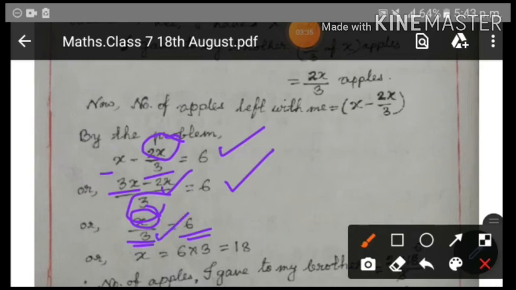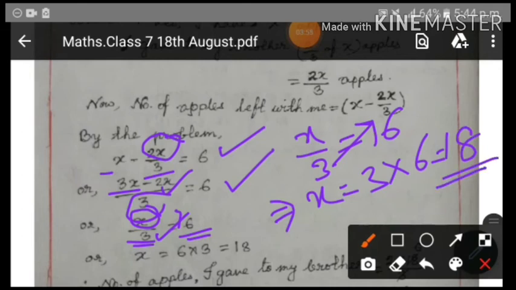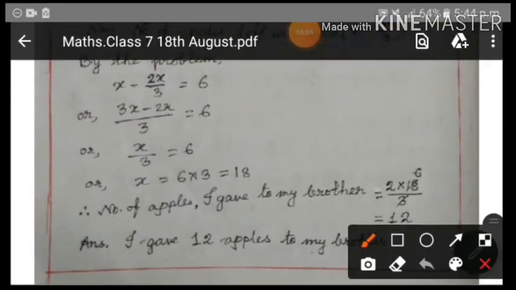So x by 3 equals 6. Then this 3 is going to get on top and get multiplied, like x by 3 equals 6. Then 3 will get multiplied with x, and you will get x equals 3 into 6, which is equal to 18. Just cross multiplying you are doing. So the value of x is 18. So x I have taken as the number of apples which I have. So the answer will be, the number of apples I have is 18.